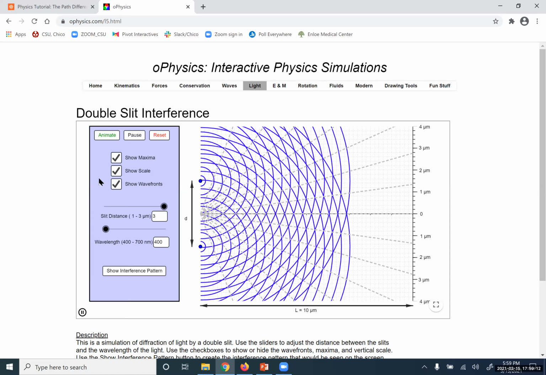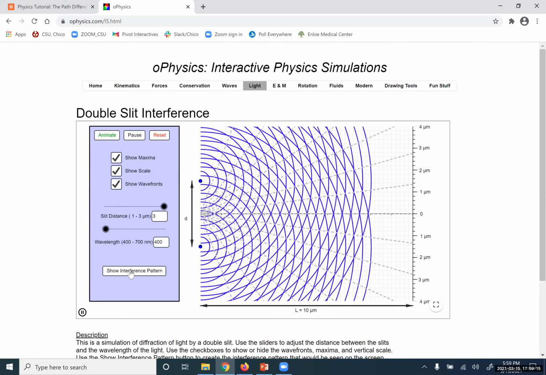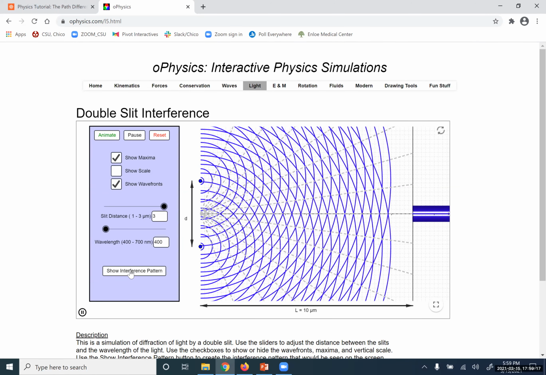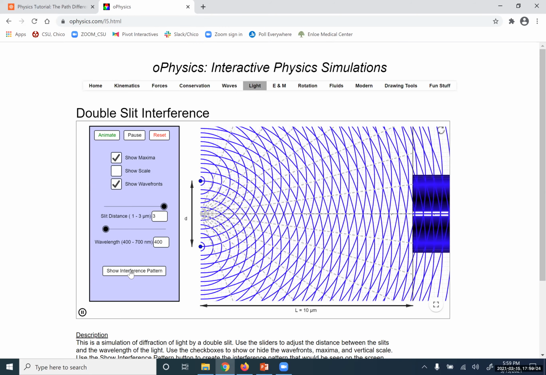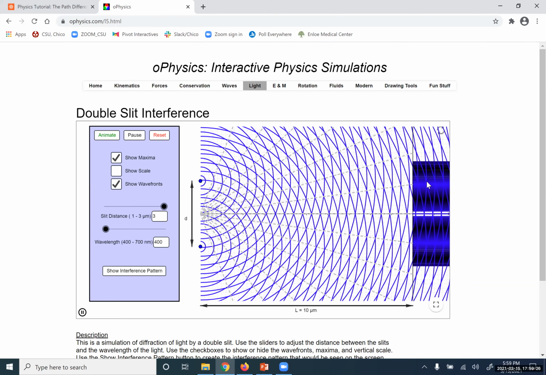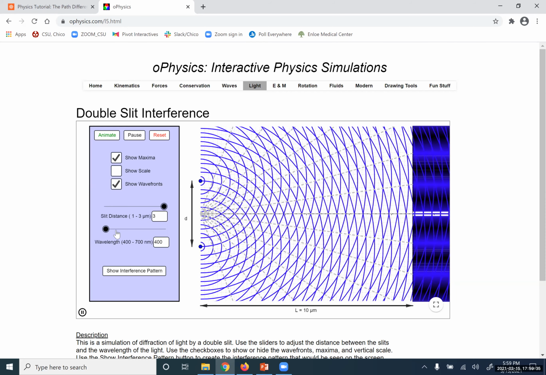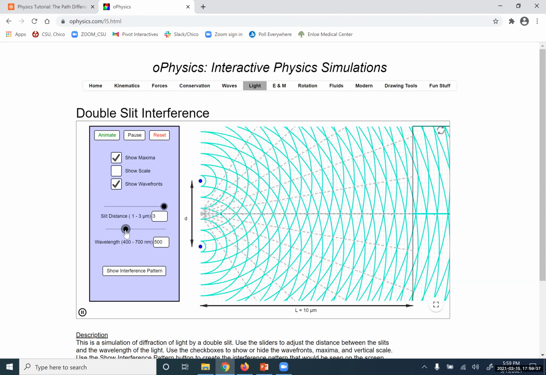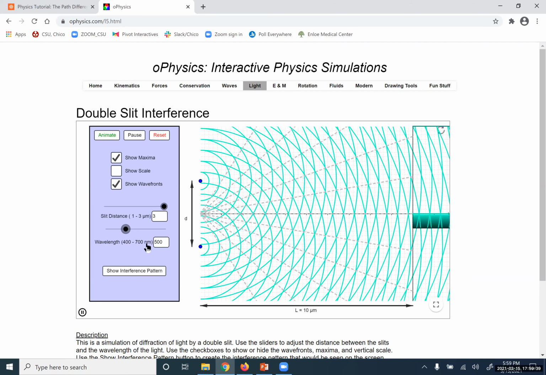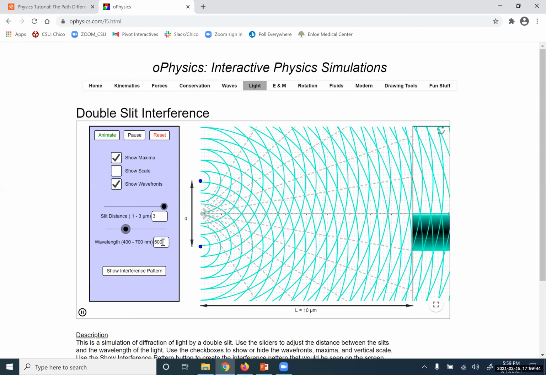Then we can show the interference pattern. You see here, central bright, then dark, again bright. This kind of pattern you will see here, the alternate dark and bright. If you change the distance between slits, we can do that. We can also change the value of the wavelength lambda. You can put different numbers.